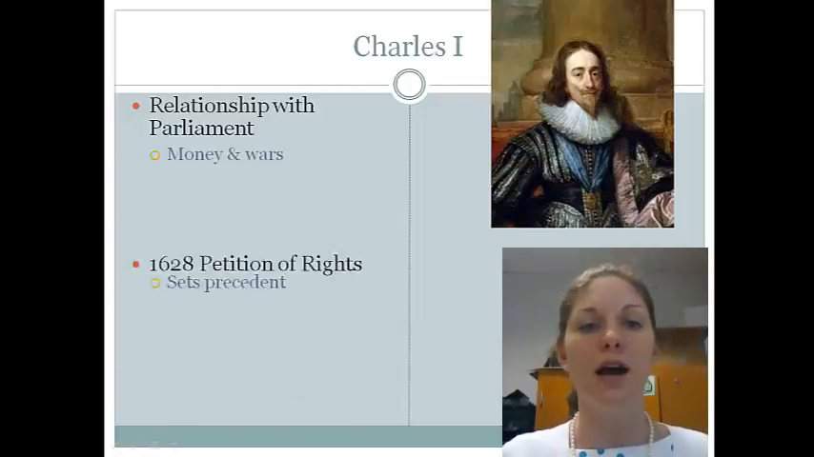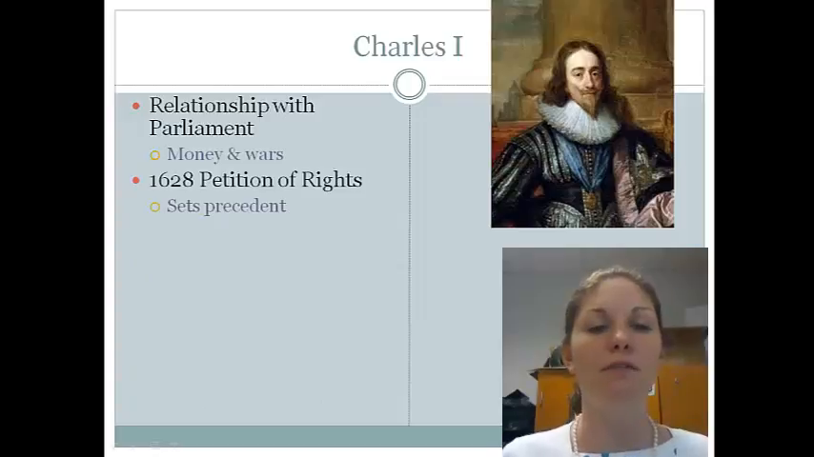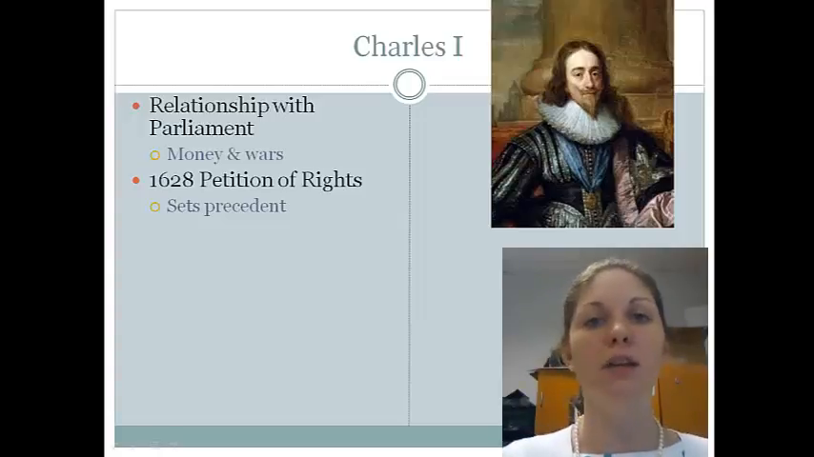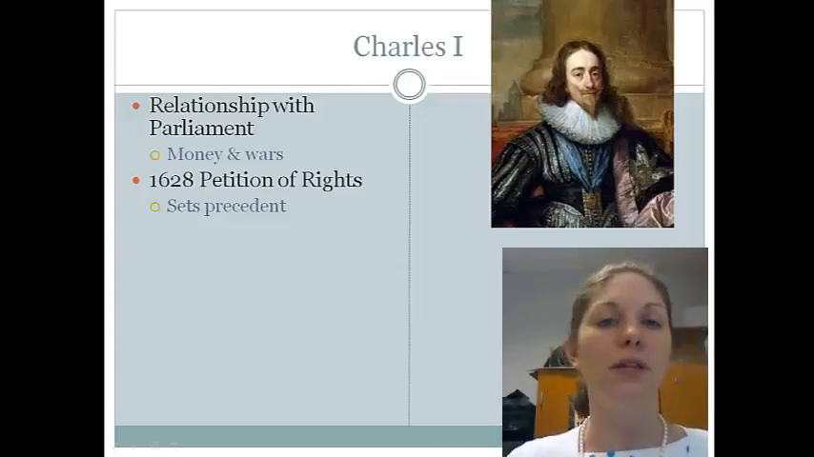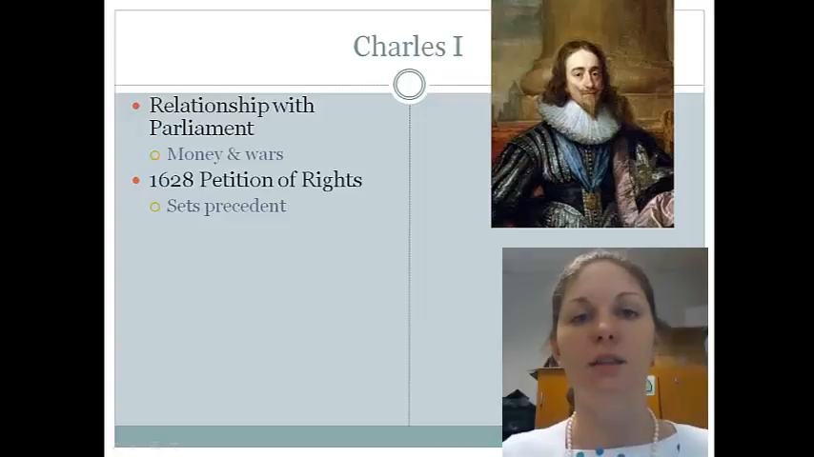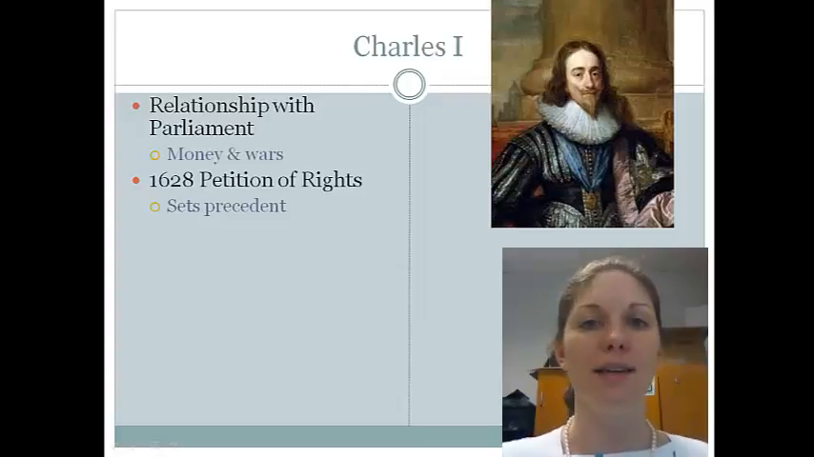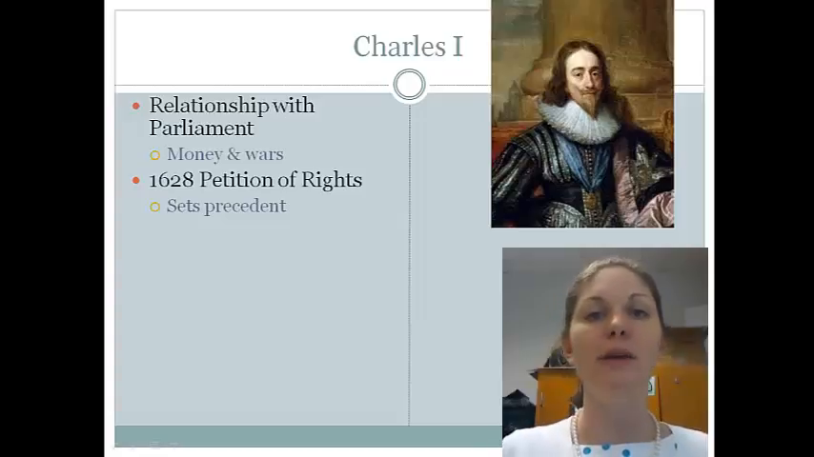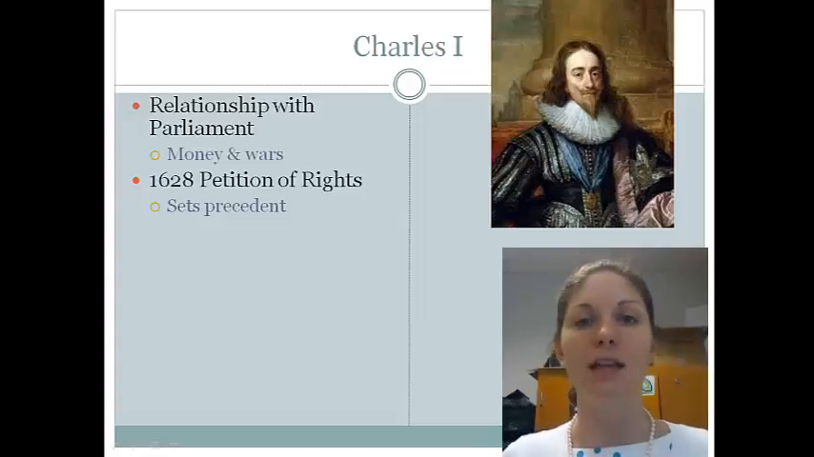So Charles asks Parliament for money for these wars all the time, and he comes in 1628 and is asking for more money for another war, and Parliament says, no, we're not giving you any money unless you sign the Petition of Rights. Charles wants his money, so he goes ahead and he signs it. The Petition of Rights limits the power of the monarchy. This is important because it sets the precedent that Parliament can limit the powers of the monarchy, that Parliament has control over the monarch and their powers.